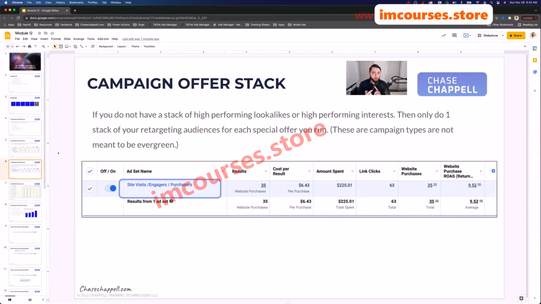This will include all of the people who visited your site. This will include all of the people who engaged with your Facebook and Instagram ads. This will include all of your past customers and purchasers. You combine those three into one single stack, and that will be the offer layout you use. If you don't know your interests that are performing, and if you don't know your lookalikes that are performing, this is the stack that you'll use. The structure still works just as great, if not better, just by having that single retargeting stack.